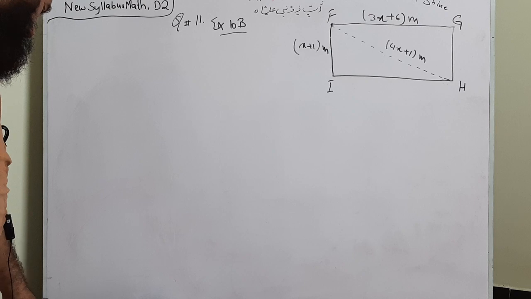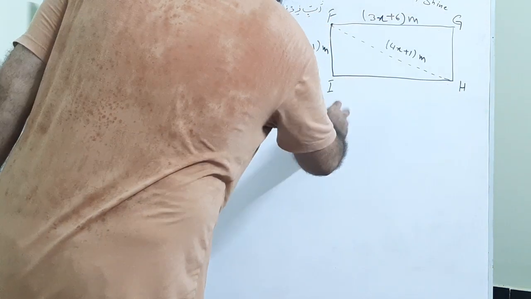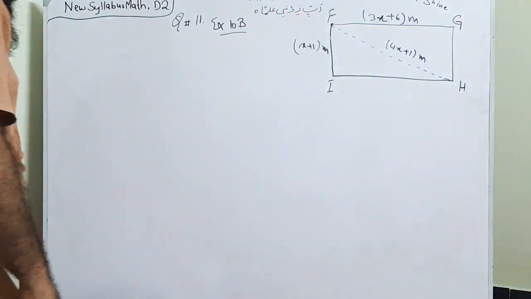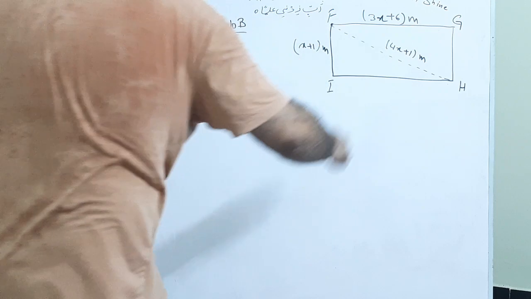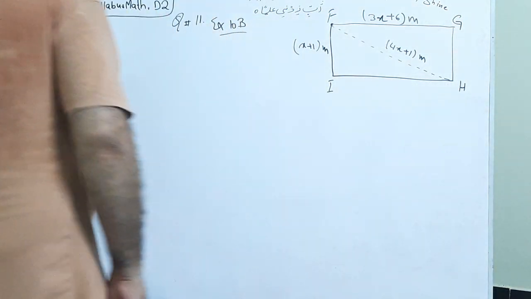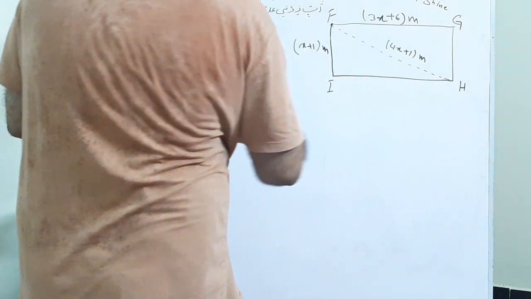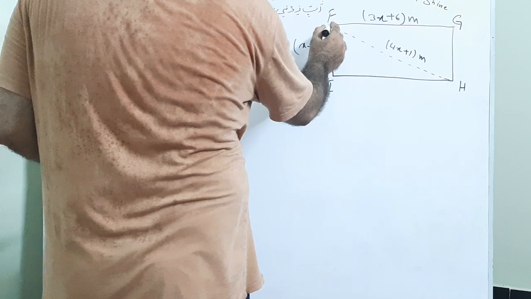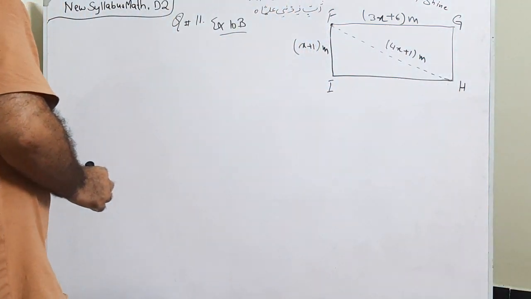A campsite in the shape of a rectangle FGHI. FGHI is a rectangle, this is a campsite. It has sides 3x plus 6, this is given, and x plus 1, this is given, and the length of the diagonal FH. FH is the diagonal, when we join the opposite corners. It is given as 4x plus 1 meters.